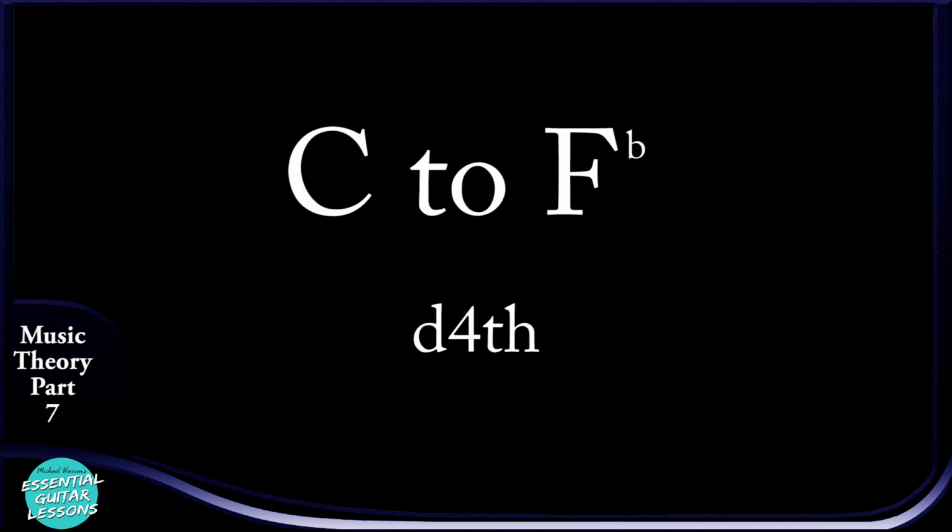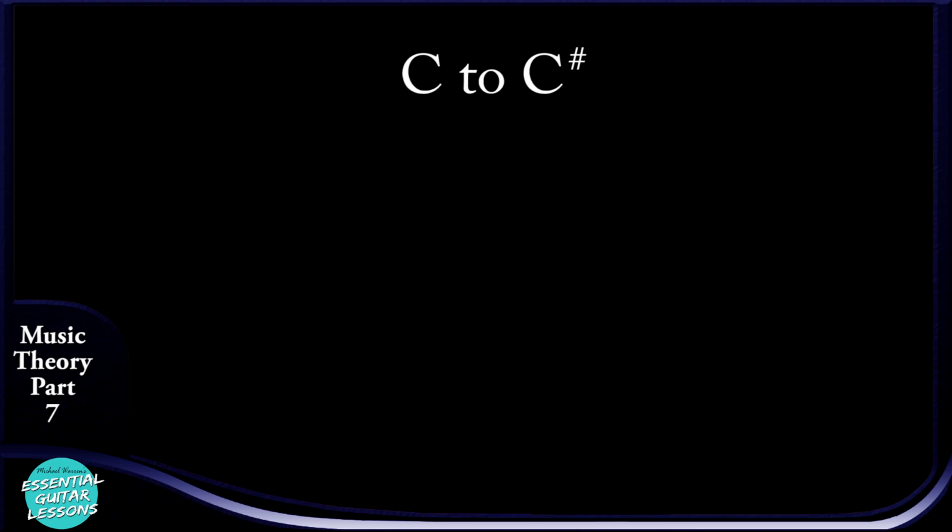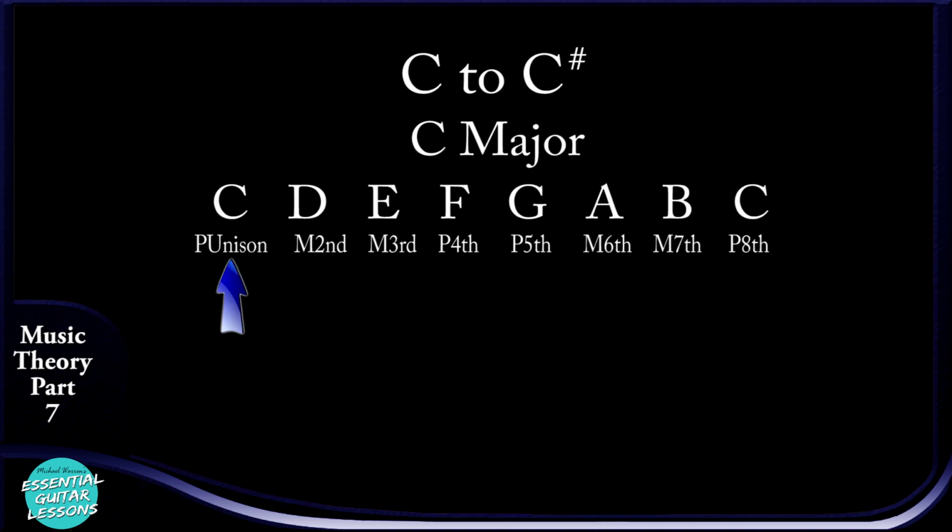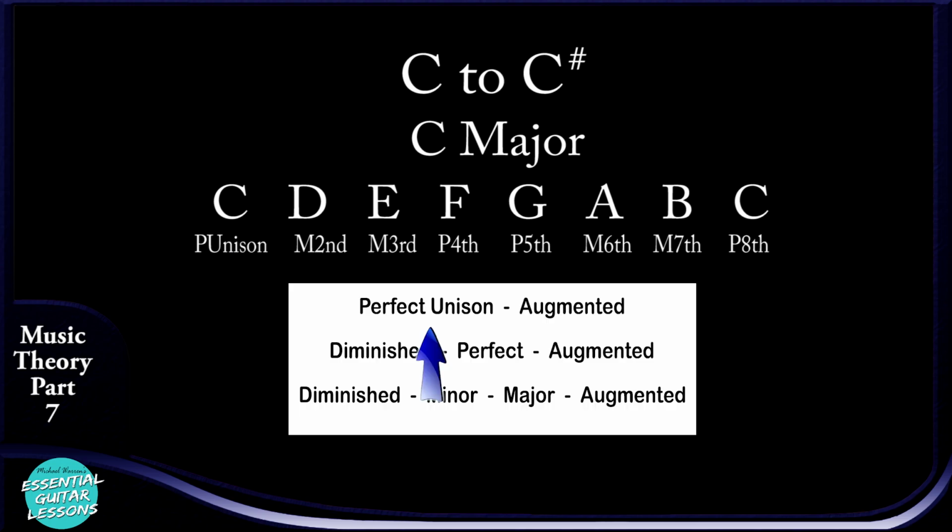So let's have a look at C to C sharp. Now this isn't the octave higher, this is the C one semitone apart. So we have C to C sharp. So we have our unison this time, which would be C to C, and we call that a perfect unison. So for the unison, we just have to remember if we sharpen again a perfect, it becomes augmented.